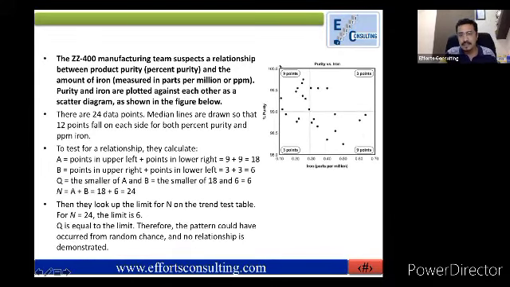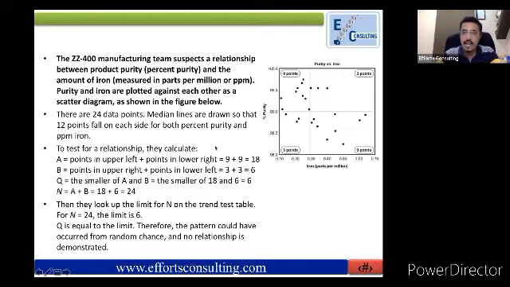If you see, I'm just checking the percentage of the purity versus the iron parts per million. So I would like to check the relationship between percentage of the product purity versus amount of iron. Purity may be depending on iron part, or iron part maybe depending on purity, I don't know. So I've kept the purity on one axis and iron part on the x-axis, and I would like to check whether they have any relationship or not. So this is the scatter plot diagram when we are doing it manually.